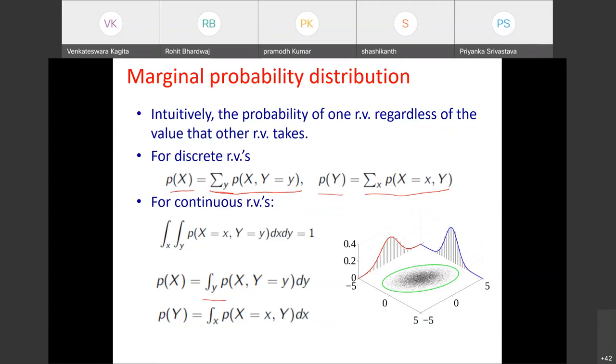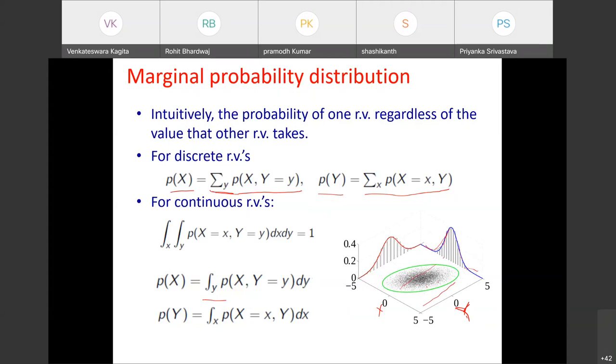So if you want to visualize how it looks, let's say this is x and this is y, and this is how the values are distributed in a two-dimensional space. Suppose you ask what is the probability of x irrespective of the values that y is taking, how the x values are distributed irrespective of the y values. It means you're not interested in this dimension. You just project all these values and you're just interested in the value of x. And this is how the values of x are distributed irrespective of the values that y is taking.